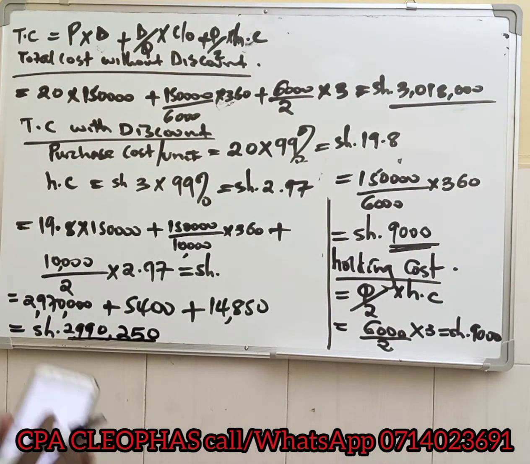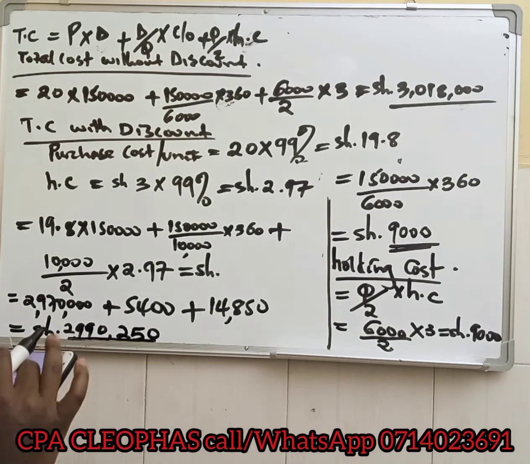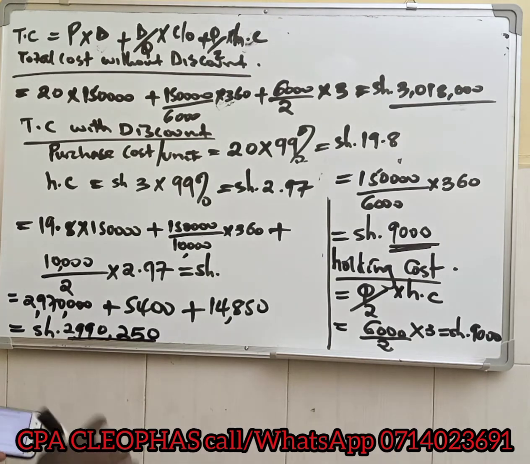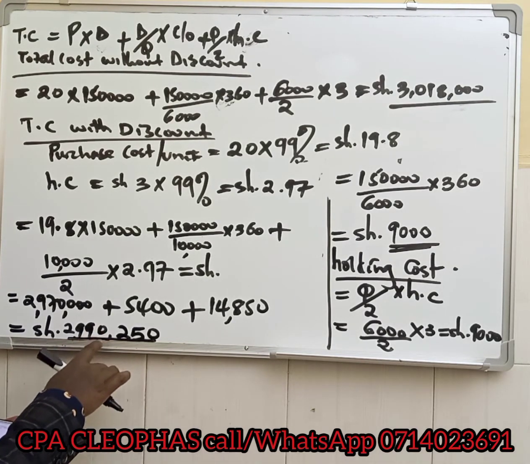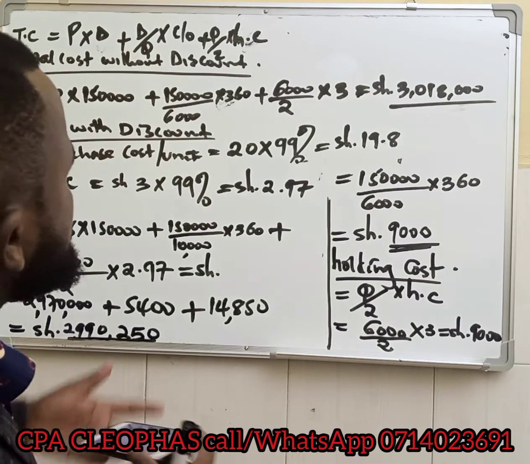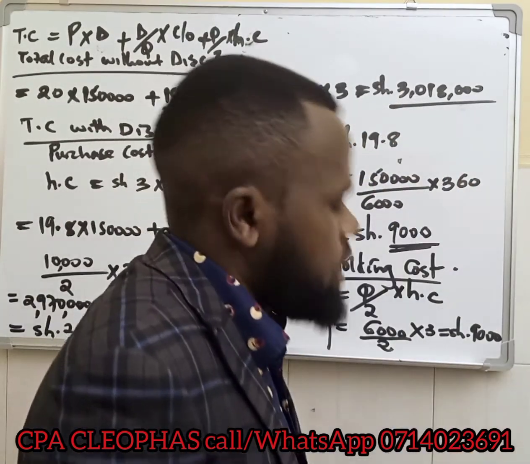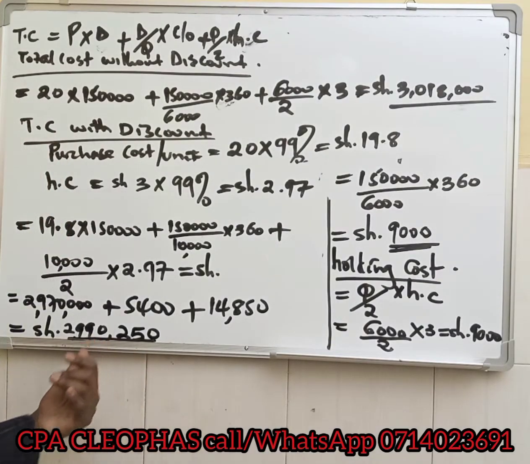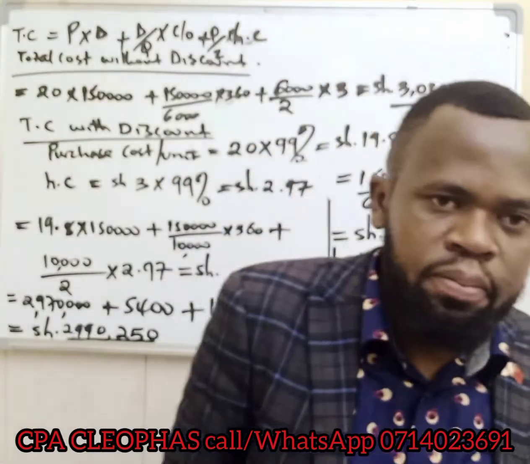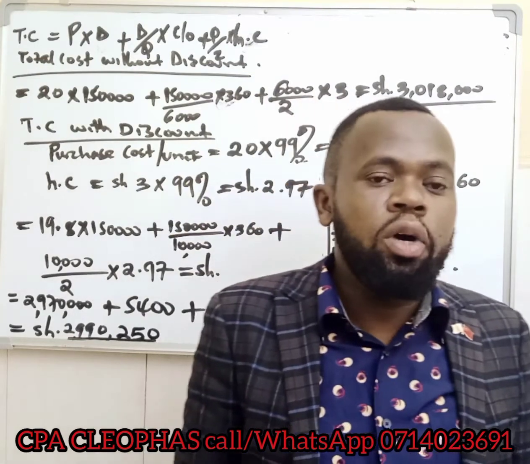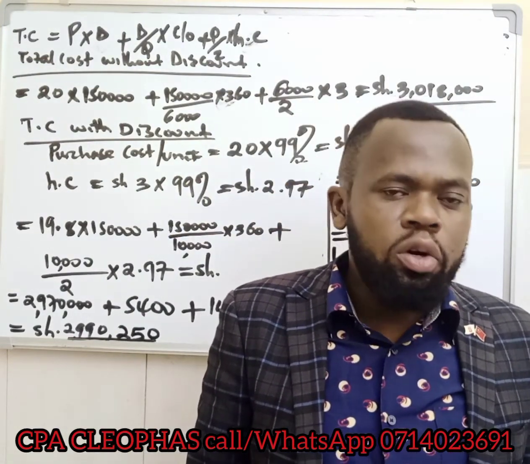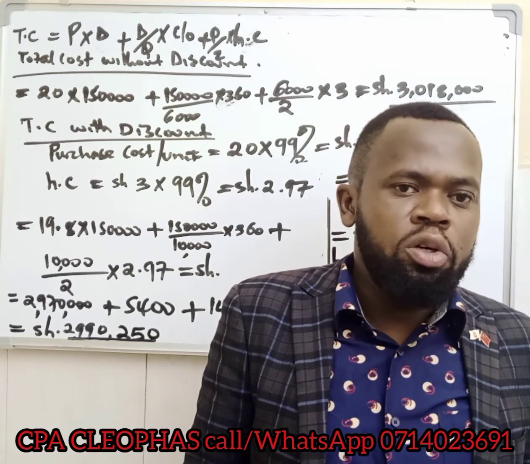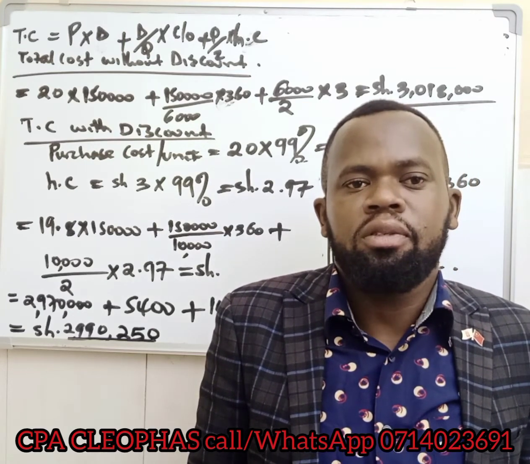Which company is this? Let me check the name. It was called Blade Limited. With the discount, the cost is 2,990,250. Without the discount, it is 3,018,000. So we should minimize cost and pick this one. The advice to give is: Blade Limited should accept the 1% quantity discount in order to minimize costs.